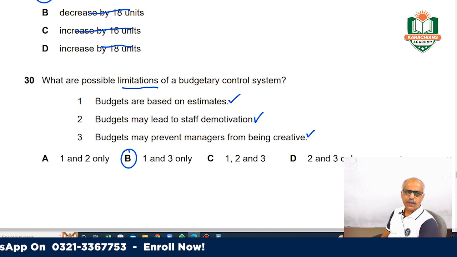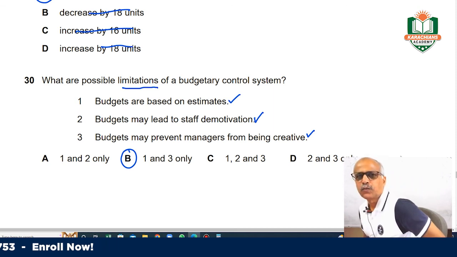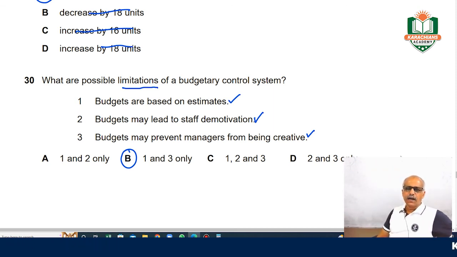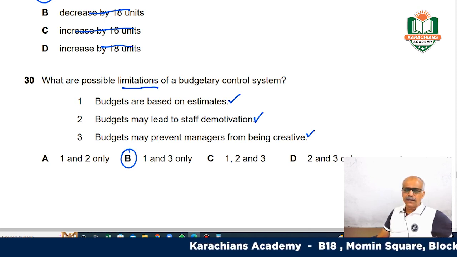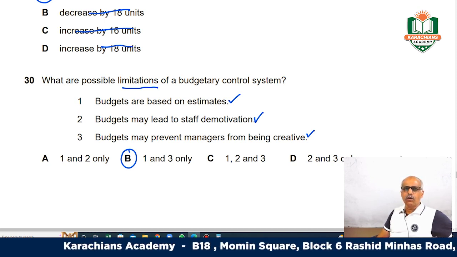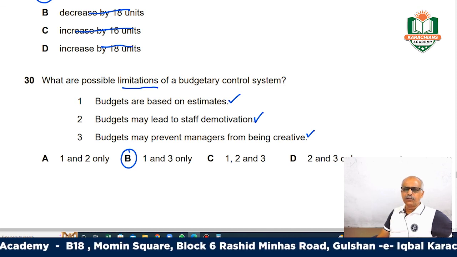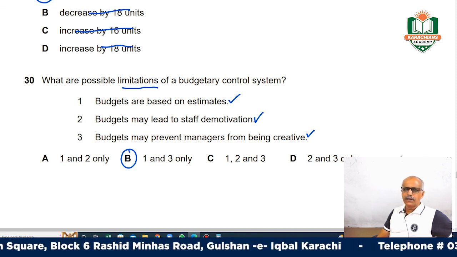So the answer is B. So guys, Alhamdulillah, we are done with the latest February-March paper of 2022, and I hope you got all the questions and understood them well.